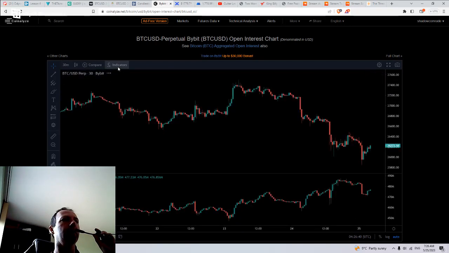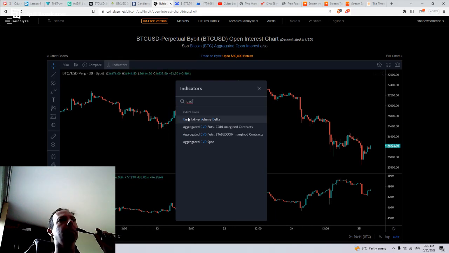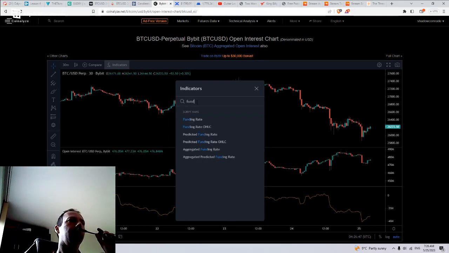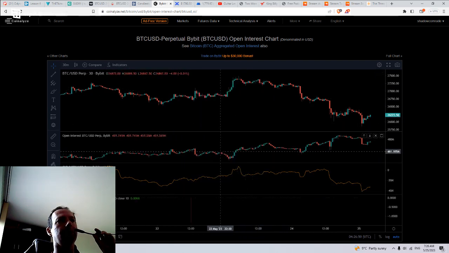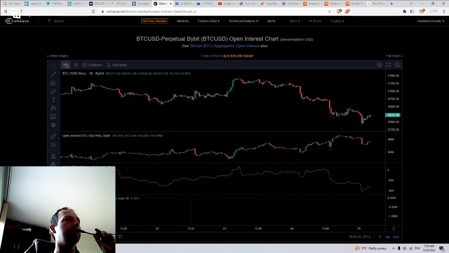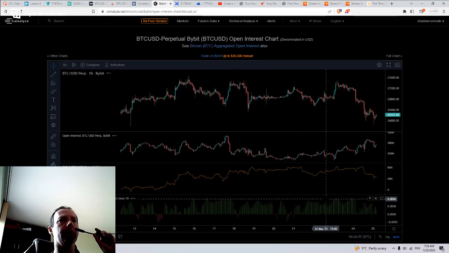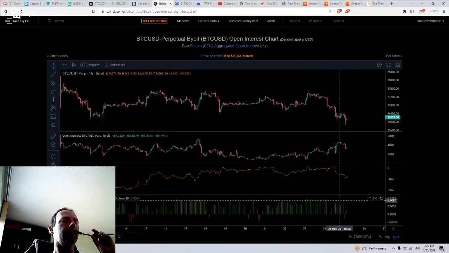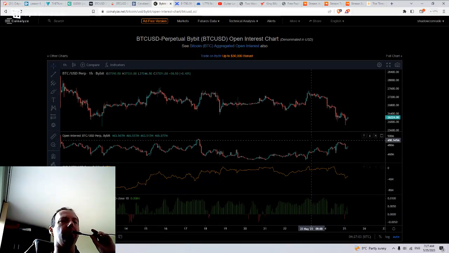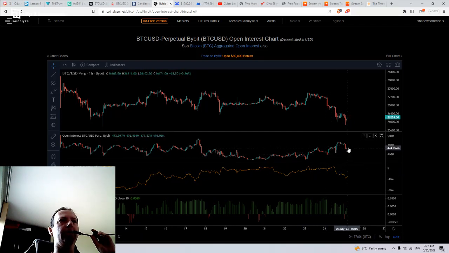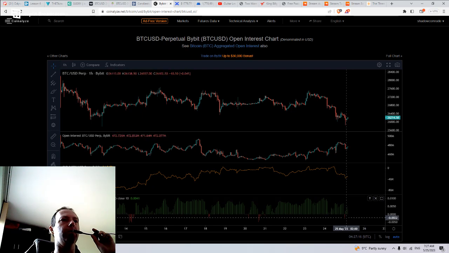I want to see also the CVD and funding. The funding, there is something happening on the 30 minute on the funding. It is not showing good. Open interest continues to go up, which means that people are longing. I don't like the funding too much. I think if we were at lower levels, it could have been better, but interesting.